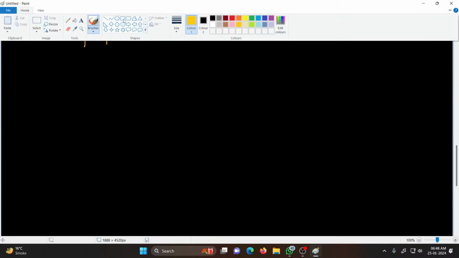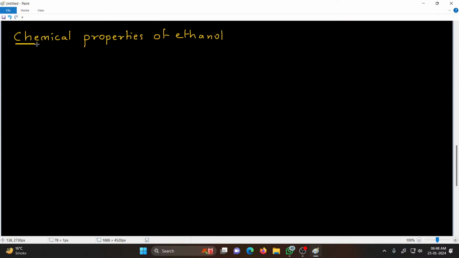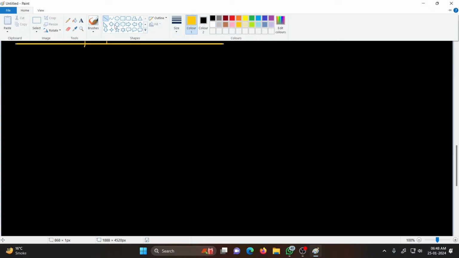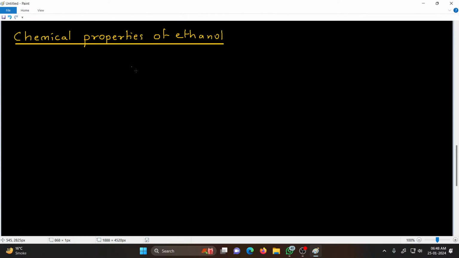So we know that ethanol, CH3CH2OH, is an organic compound which is industrially important. It can be used as fuel. It is used in medicines as a solvent. In tincture of iodine, again it is used as a solvent of iodine, and a mixture of iodine and alcohol is used as a disinfectant. So here we are seeing the chemical properties of ethanol.